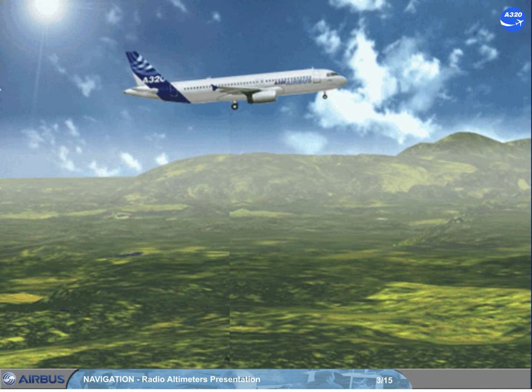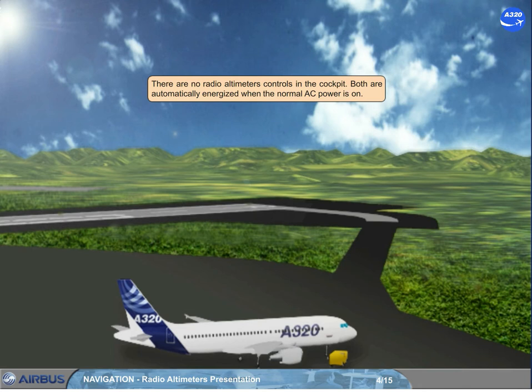The time between the transmitted signal and the received signal reflected by the ground is proportional to the aircraft height. This time is converted in feet and corrected to correspond to the height between the ground and the bottom of the wheels. There are no radio altimeter controls in the cockpit. Both are automatically energized when the normal AC power is on.